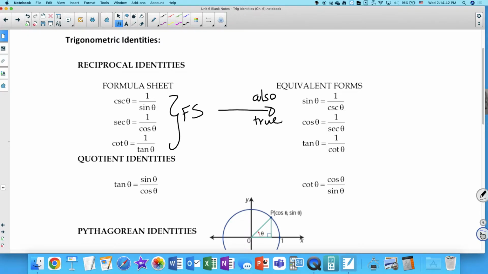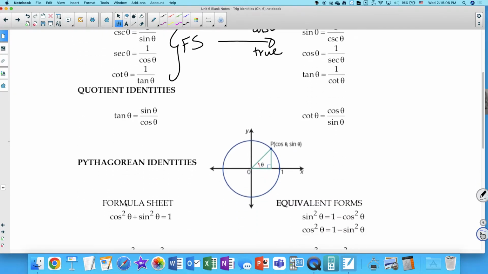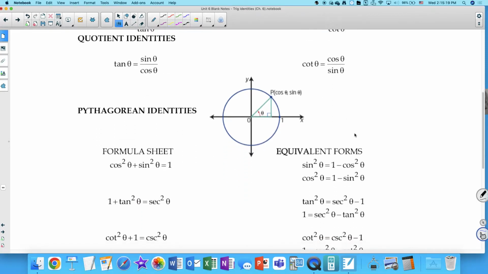Okay, so we've seen this before, nothing new. Secondary trig ratios or reciprocal trig ratios are the reciprocals of the primary ones, and vice versa, right? So the primary trig ratios are the reciprocals of the reciprocal trig ratios. We have also seen that tangent can be written in terms of sine and cosine. Therefore, cotangent can also be written in terms of sine and cosine, and it would just be the reciprocal. And on here you have your Pythagorean identities.